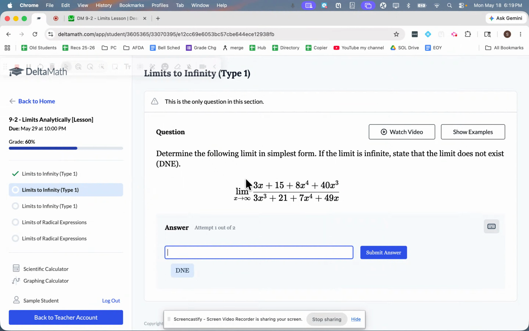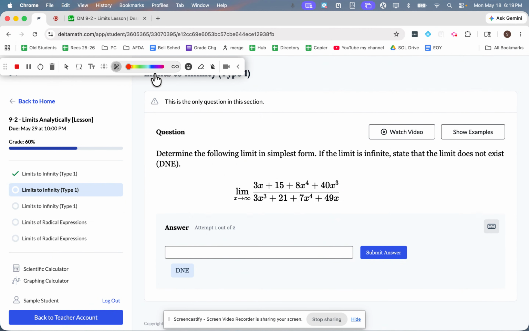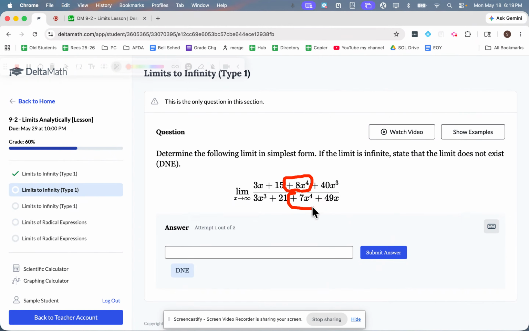Scenario 2. First, we have to find the largest degree term. And this one's the largest down here. Same degree, 4 and 4. So we have an even scenario.